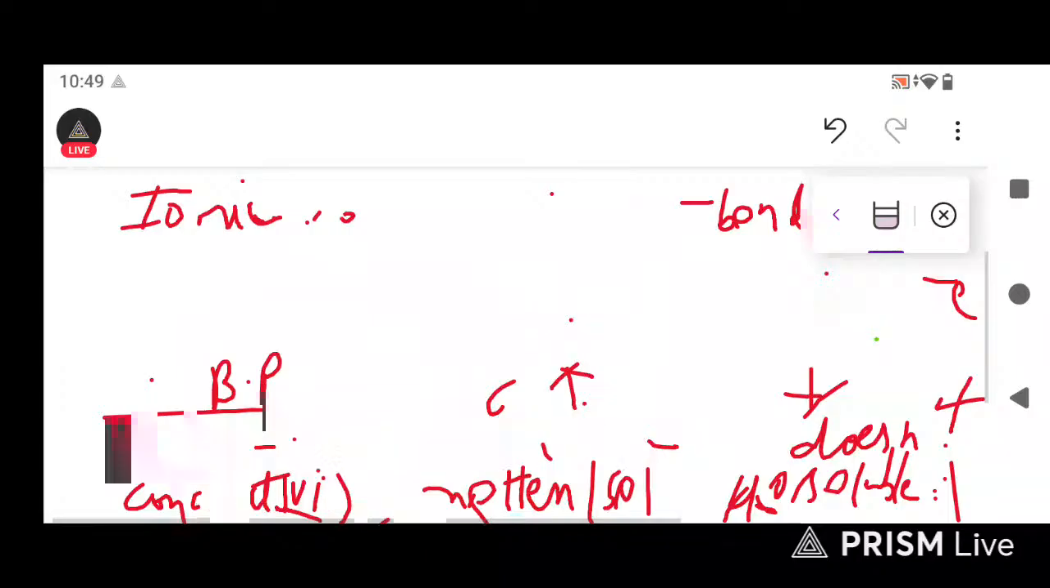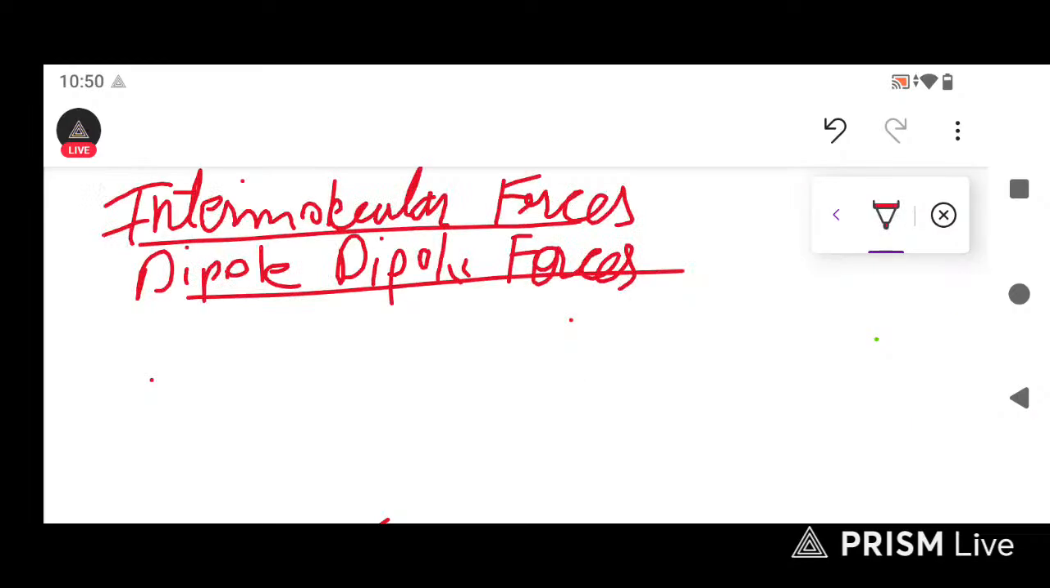And the hydrogen bonding. So what are intermolecular forces? They are basically weak forces, dipole forces. Inter means between.